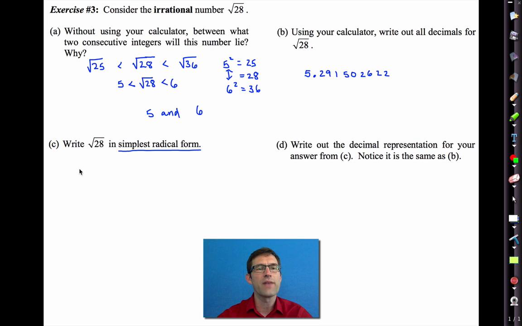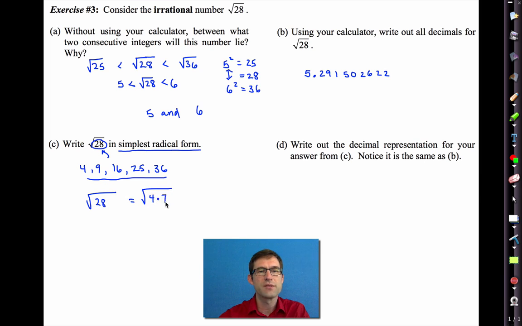Now remember, what we're doing in that case is we're looking for the biggest perfect square, right? Let me just write out some of them. We're looking for the biggest one of these that goes into 28 nicely. So which one is a nice divisor of 28? And that happens to be 4. So let's say that we take the square root of 28 and we make it into the square root of 4 times 7, which means it's the square root of 4 times the square root of 7, which means it's 2 radical 7. All right?